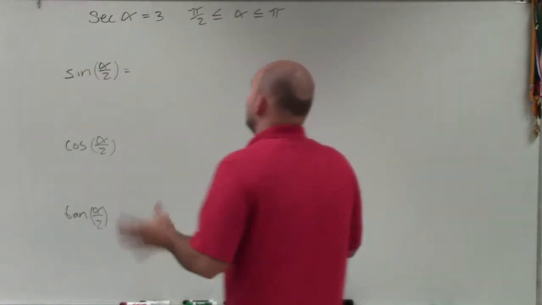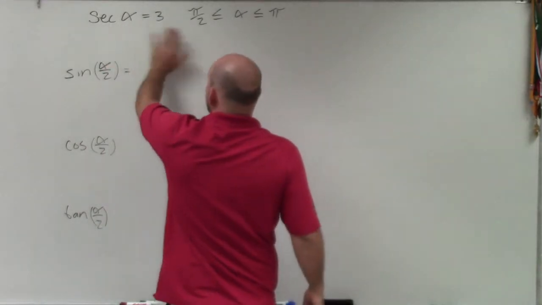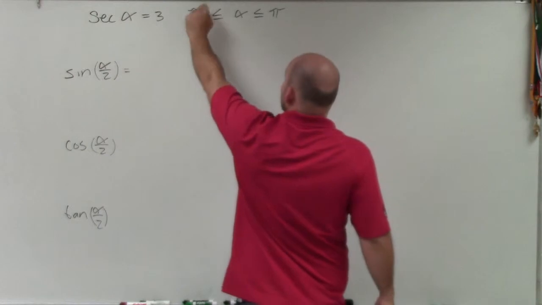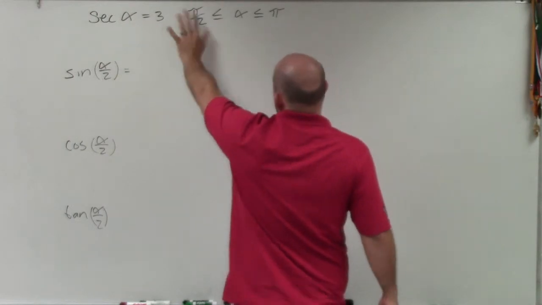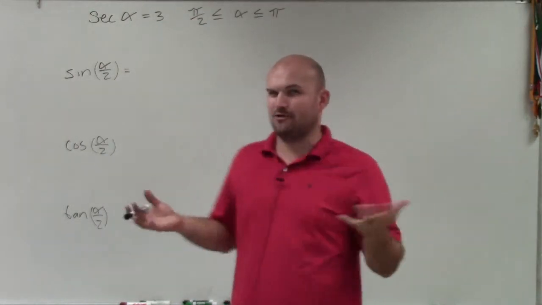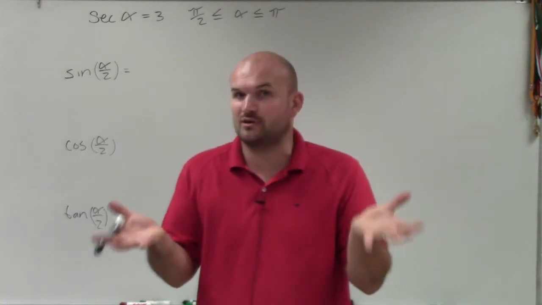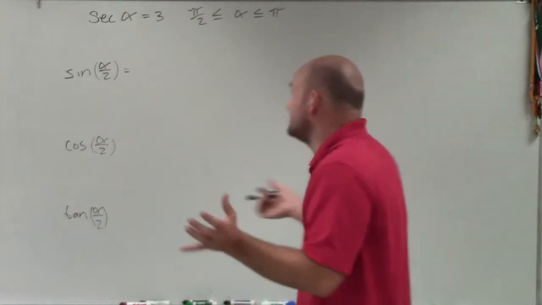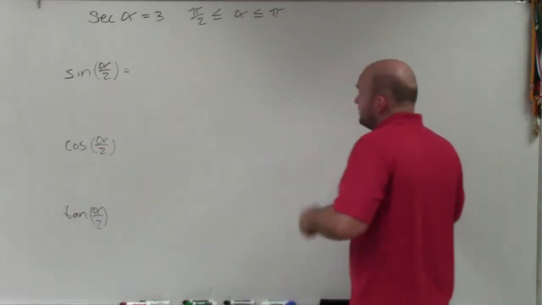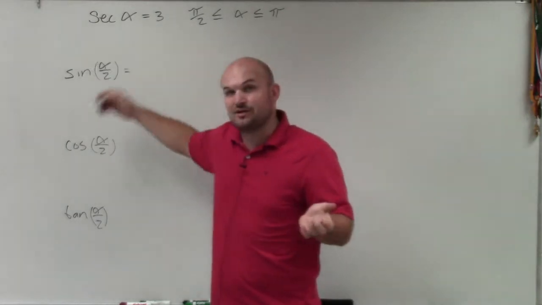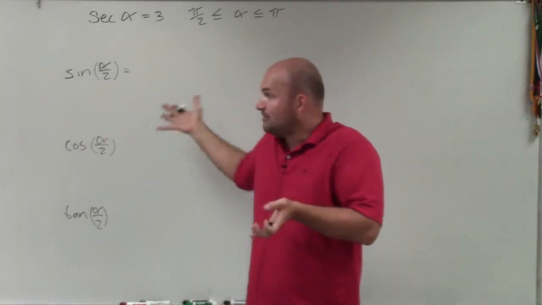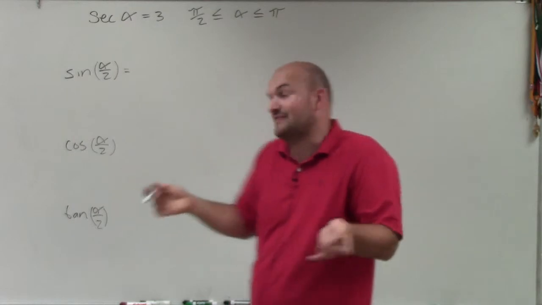Now we're given an equation where secant of alpha is equal to 3, and the constraint is that alpha has to be between pi halves and pi. So we have to remember where this angle is going to be, because that's very important for creating our triangle. To use the double angle formulas for sine, cosine, tangent, we have to have the value of an angle.